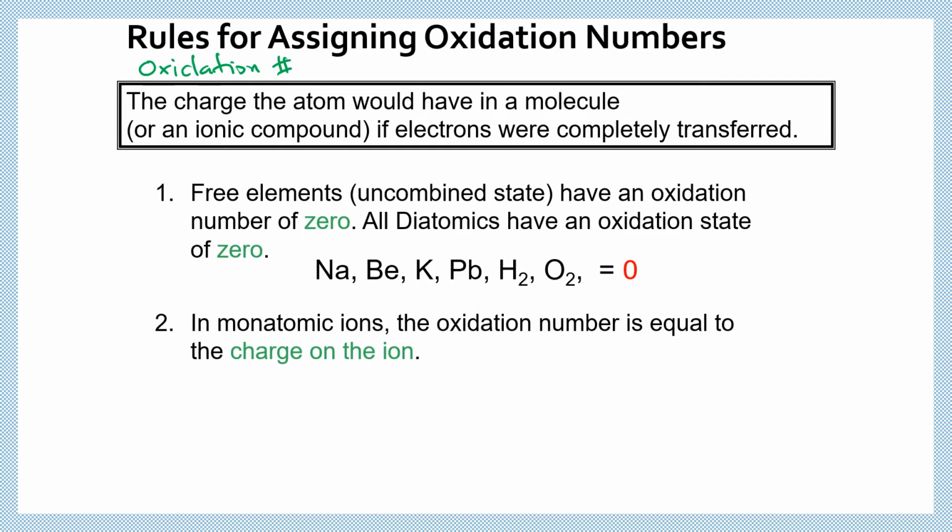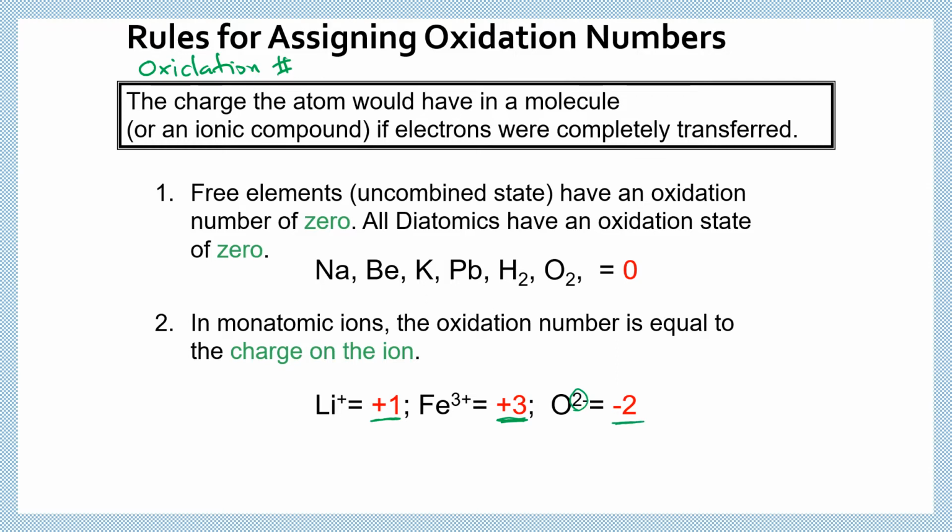Number 2: in monatomic ions, the oxidation number is equal to the charge on the ion. Let's take a look at an example. We have lithium with a positive charge, and that would be a positive 1 oxidation number. We have iron with a positive 3, so its oxidation number is 3. And then oxygen here with a negative 2, thus a negative 2.